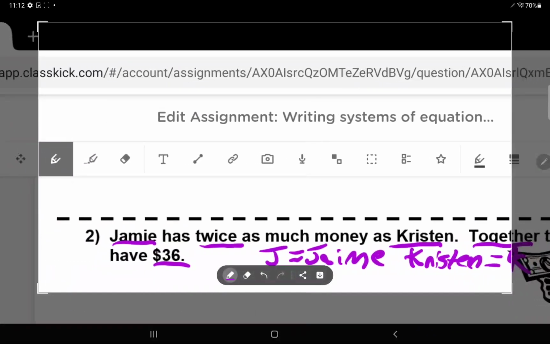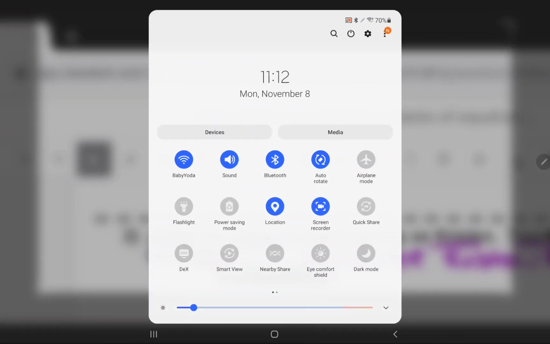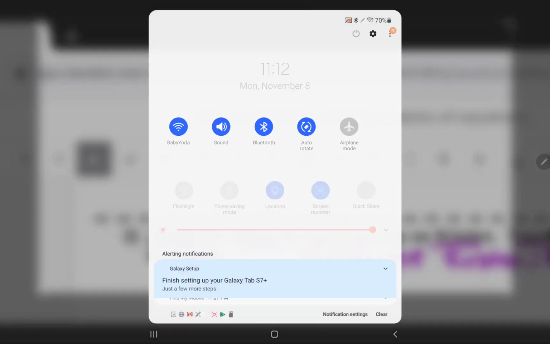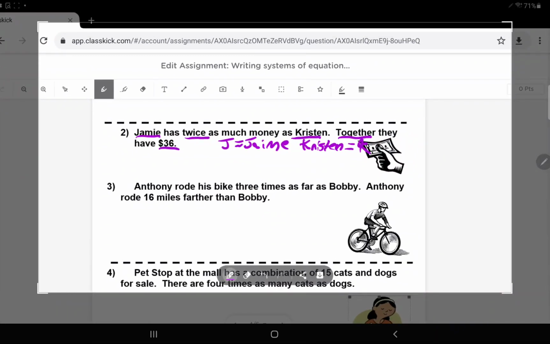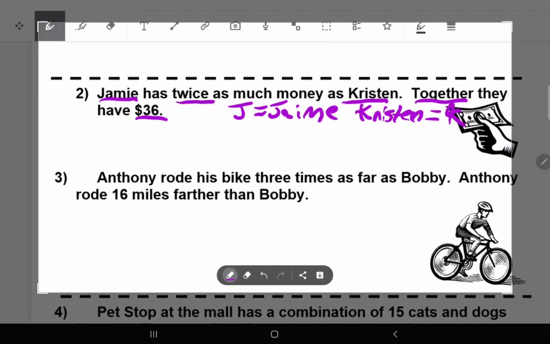Now we have Kristen. Why did my screen go dark all of a sudden? We have Kristen and Jamie right here. That's going to be my two variables, J and K. First equation that I can write out right away is, if I put them together, I'm going to get $36. So J plus K is equal to 36.